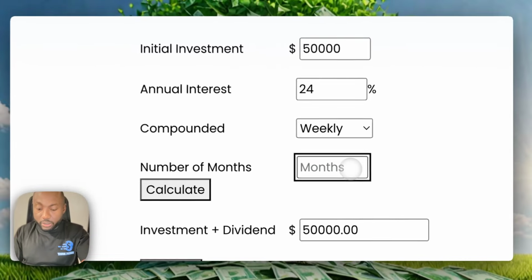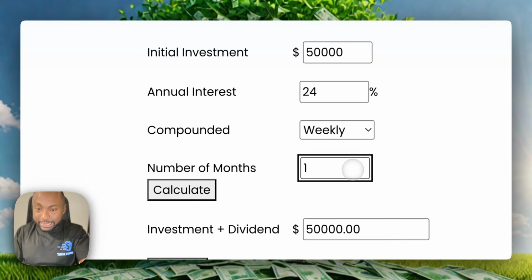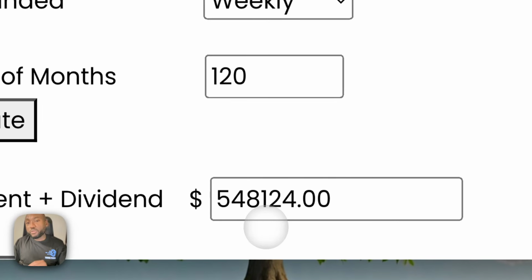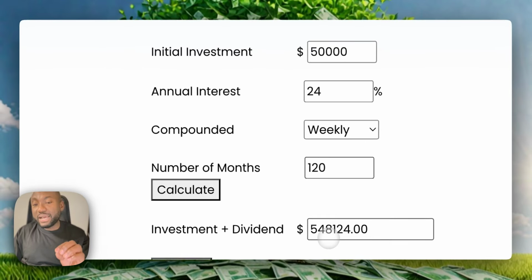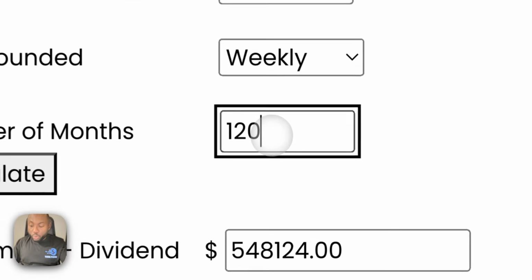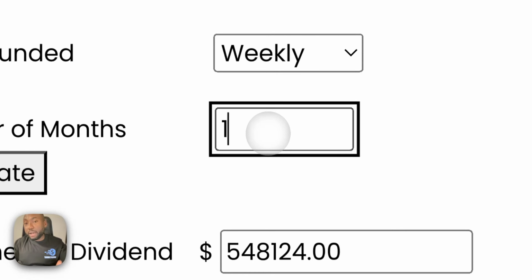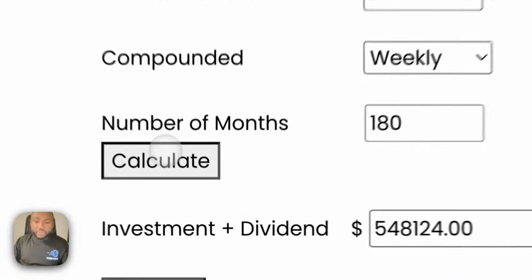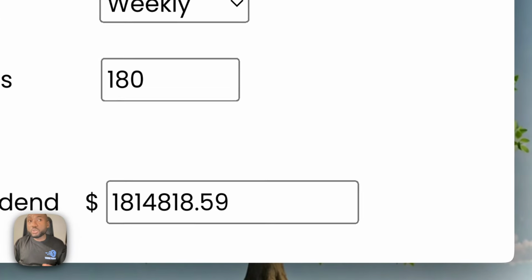So if we take 10 years, only having $50,000, right? If we do 10 years, which is about 120 months, we calculate here, and our portfolio from $50,000 will be $500,481. Now, let's go up more. I'm going to do 180, which is about 15 years. Within 15 years, your portfolio will be almost 2 million.